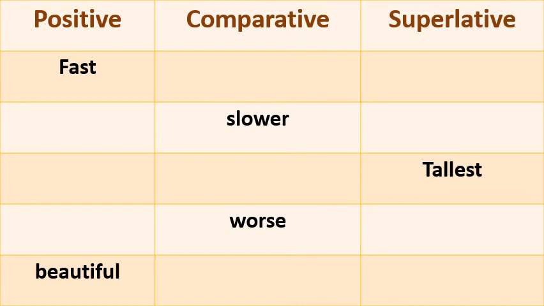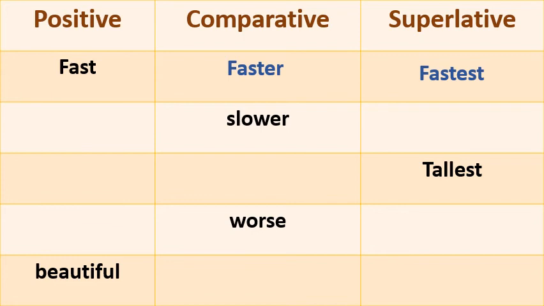Now dear students, here table is there and some empty blanks are there. Empty places are there. We have to fill according to the given place. Here positive, comparative and superlative 3 degrees are given. In the positive degree or positive column it is written fast. It changes to faster in comparative, and fastest in superlative. See here, ER is added in the comparative degree and EST is added in the superlative degree.